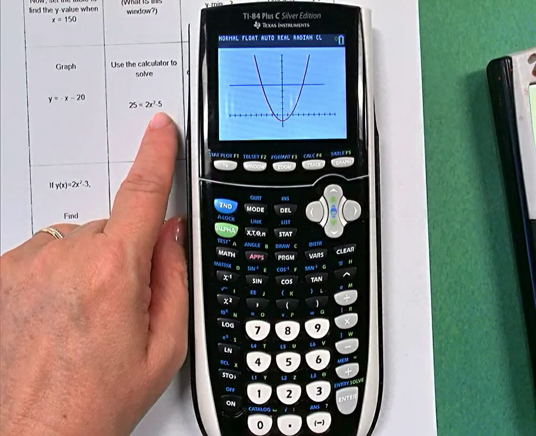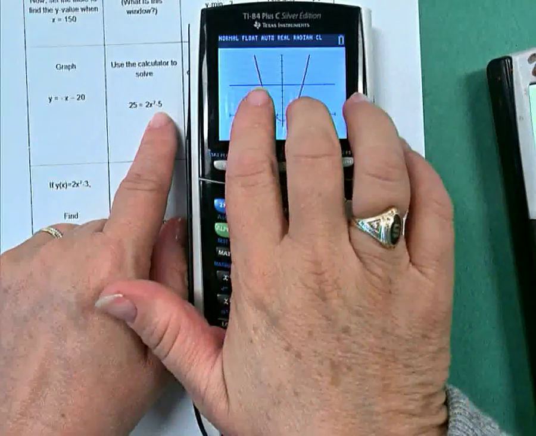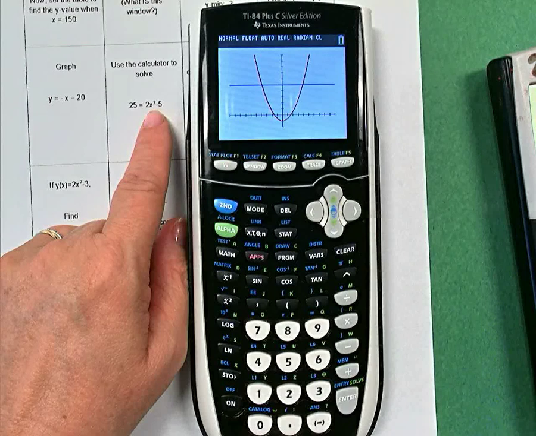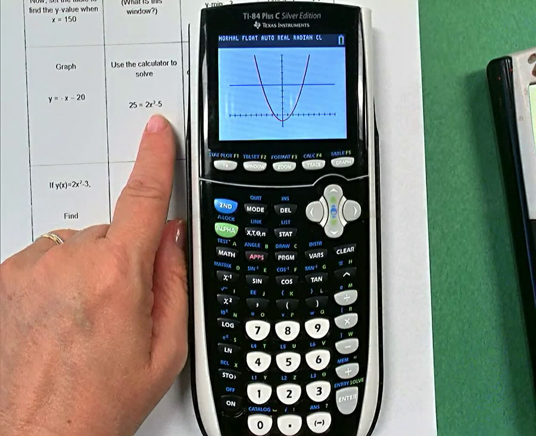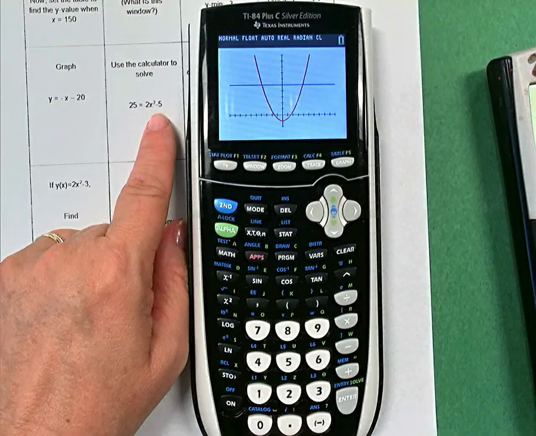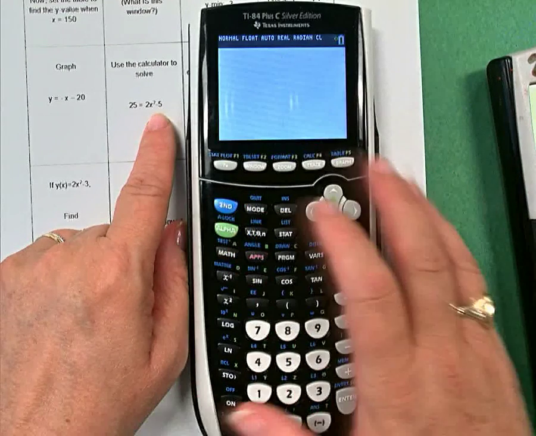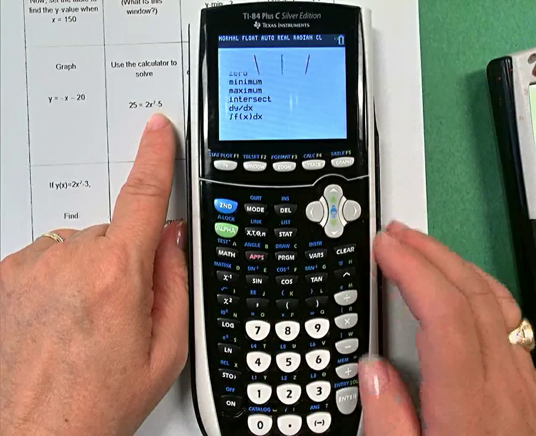And when I look at it, I can tell there's actually two answers. That makes sense because if I solve this by hand, I would eventually be taking a square root. And when I take that square root, I haven't decided whether I want the positive square root or the negative square root for the answer to this question. So, calculate. I want the intersection point.